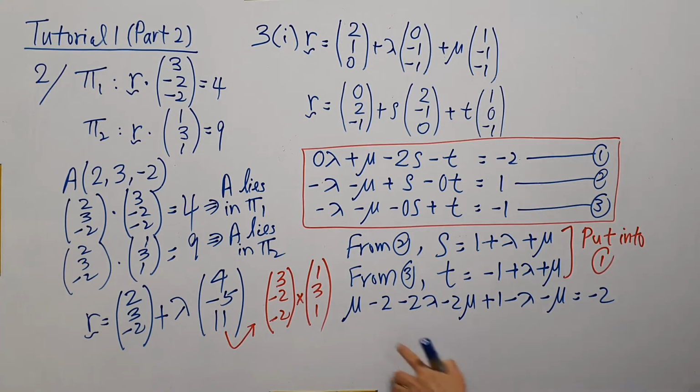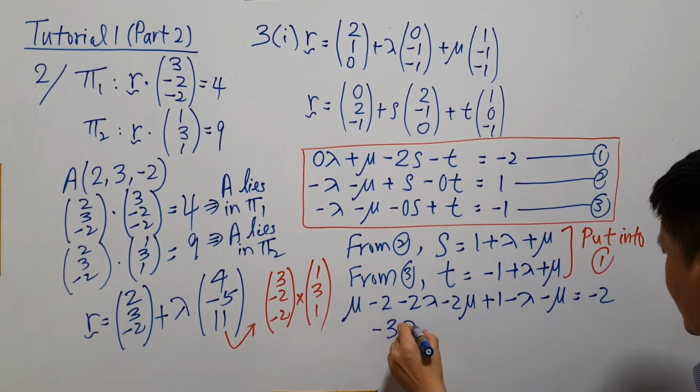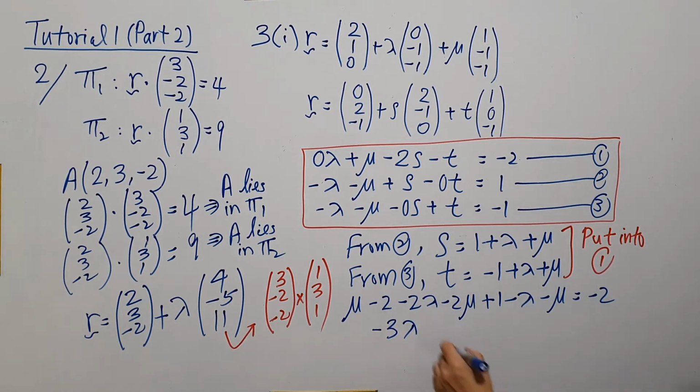I got mu gone, got minus 2 mu. So I can say that this minus 2 will be gone. So I got minus 3 lambda minus 2 mu plus 1 is equal to 0.